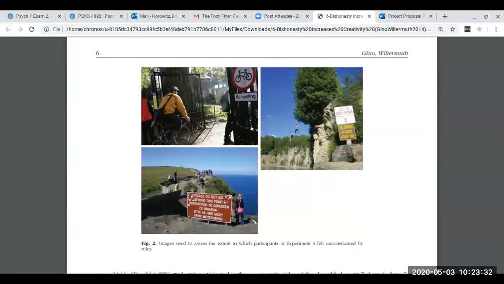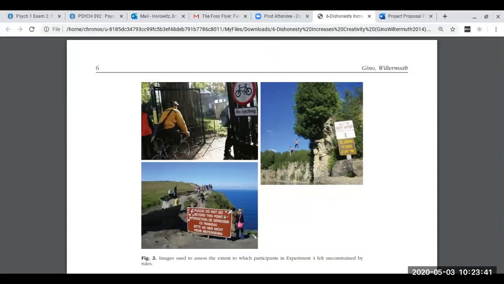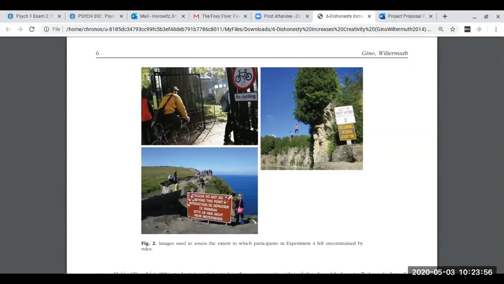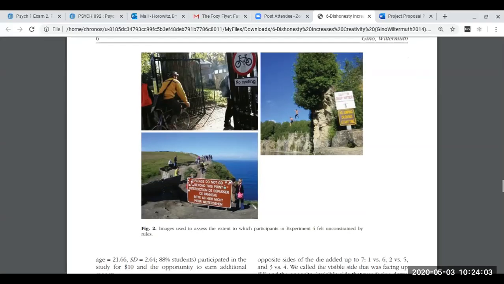Here's figure 2, images used to assess the extent to which participants in experiment 4 felt unconstrained by the rules. So here's a picture of somebody riding a bike where it says no biking or cycling. Please do not go beyond this point, and you see lots of people beyond that point. And danger, deep water, no jumping or diving, and you clearly see 2 people attempting to jump in. So these were among the images that were shown for people to see how they felt about the rules, right?